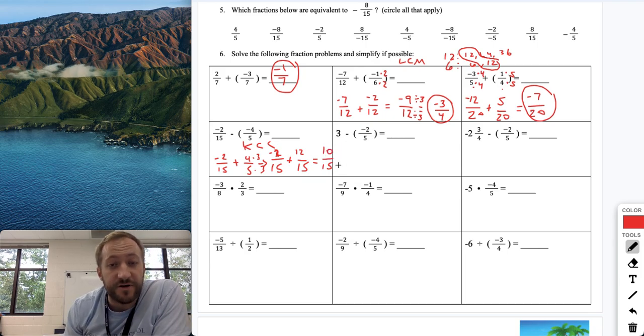And if this was your answer, I would give you most credit, but because you can simplify, you need to. So there's a GCF here of 10 and 15. Let's see, 5 goes into both of those. I could divide them both by 5. And now I get 10 divided by 5 gives me 2. 15 divided by 5 gives me 3. And that is my final answer here, 2/3.